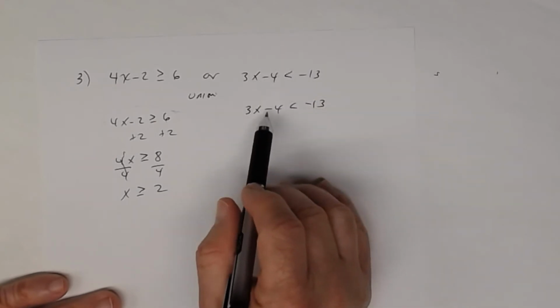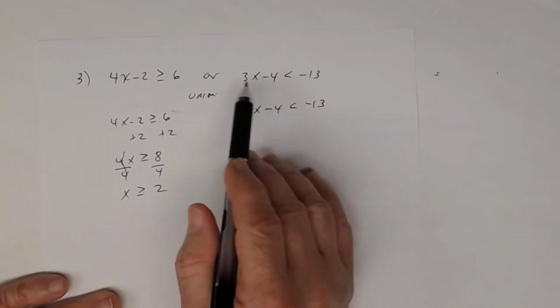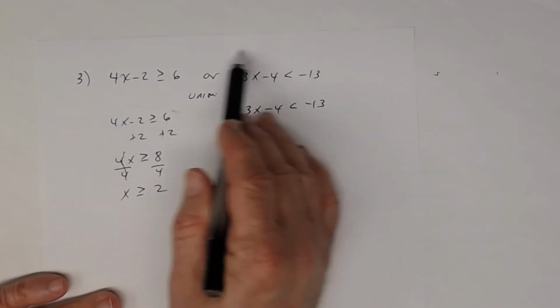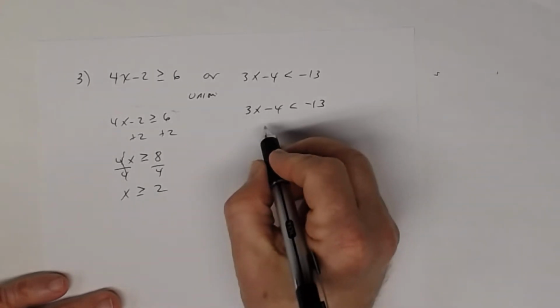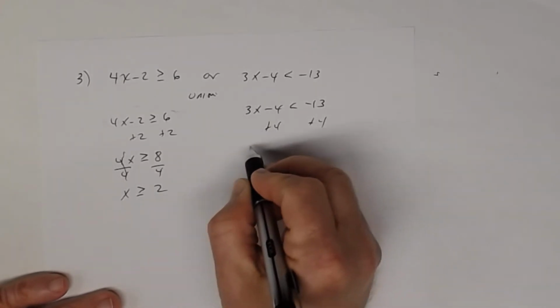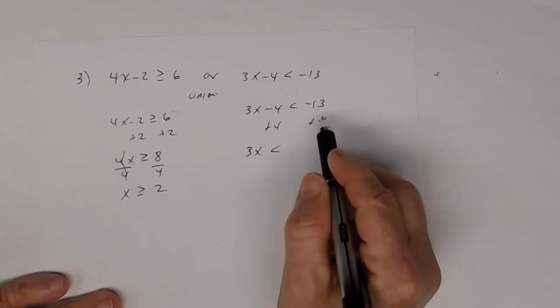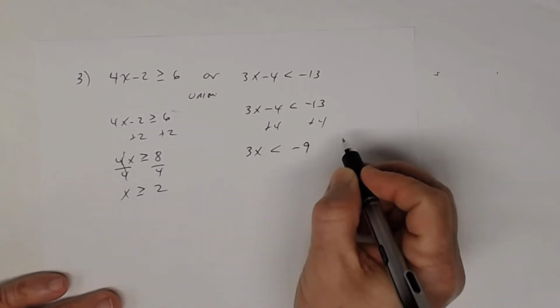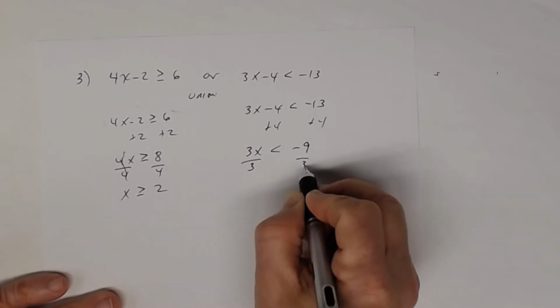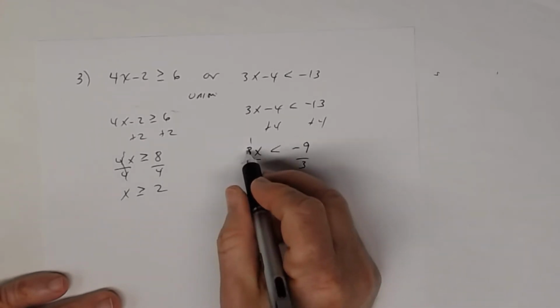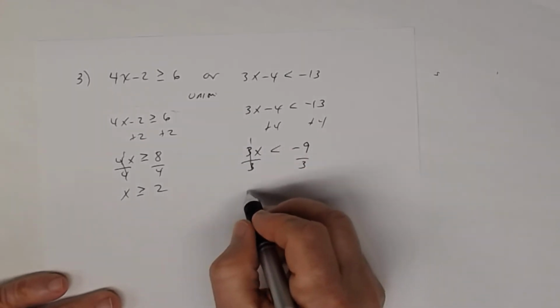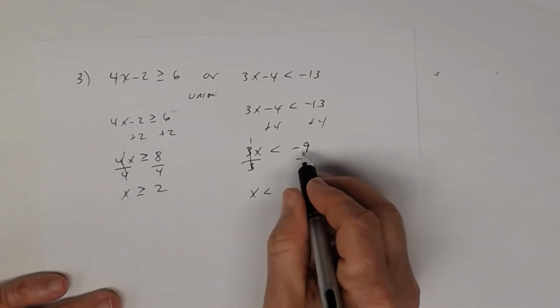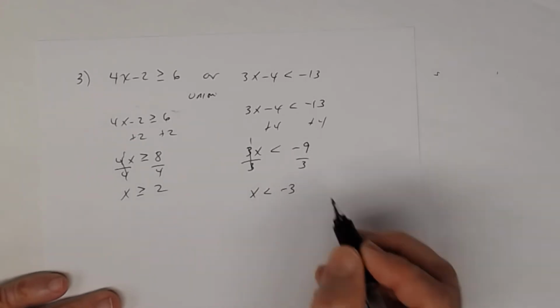All right. Now let's solve this one, because this is also going to be a solution to the compound inequality. So I'm going to add 4 to both sides. So I get 3x is less than -13 plus 4, which is -9. Divide both sides by 3. And then 3 divided by 3 is 1. 1 times x is x. I get x is less than -9 divided by 3, which is -3.